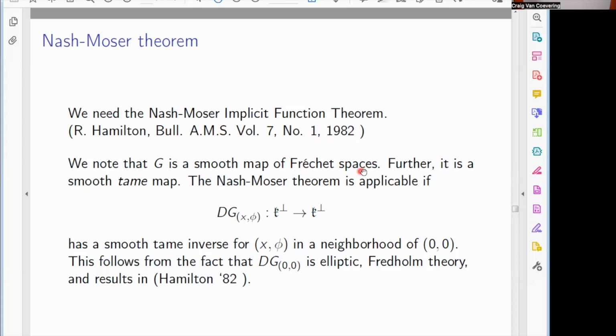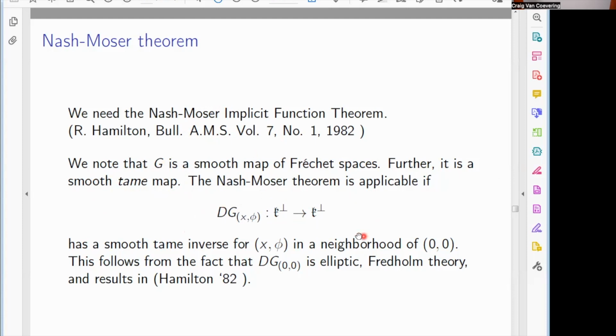And so then for the Nash-Moser theorem, you require the Fréchet spaces and maps to be tame. And so this involves a kind of grading of norms and bounding the norms even on nonlinear functions. So in this case, you just show that these are tame spaces and G is a tame map.